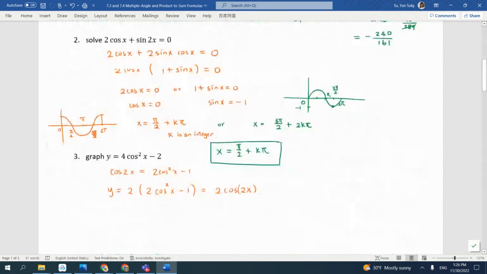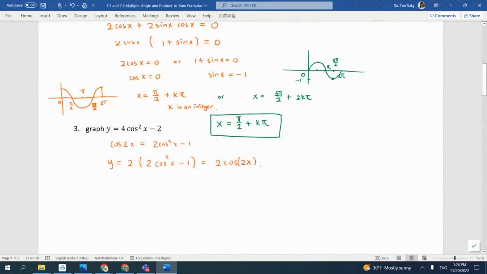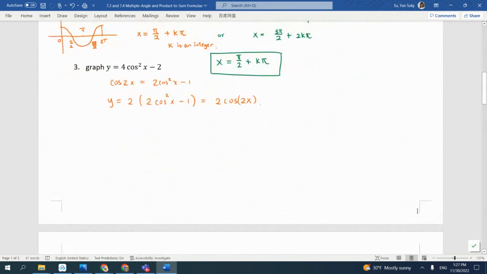That's why here we have cosine square, we look at the double angle formula involving the cosine square. And then, okay, here we have the 4 and 2. Oh, let's factor out the 2. Then we have 2 cosine square minus 1. That's exactly cosine 2x by the double angle formula. Okay, now we know how to do it, right?